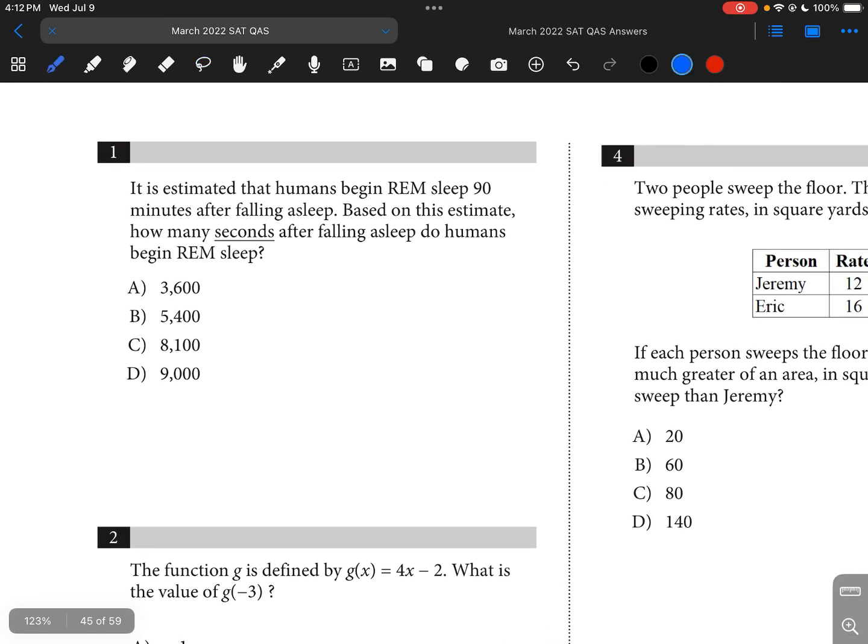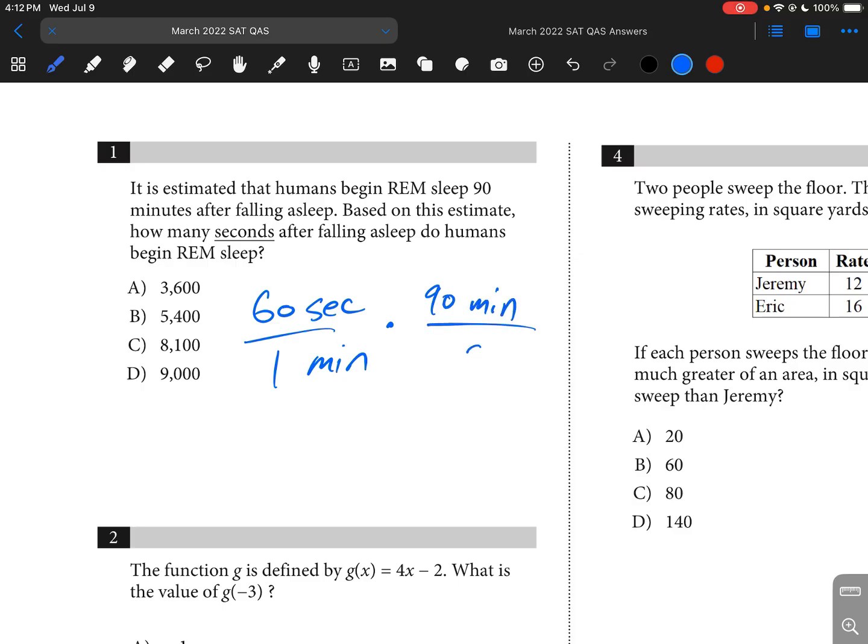Okay, question one. It is estimated that humans begin REM sleep 90 minutes after falling asleep. Based on this, how many seconds? So you just need to know that there are 60 seconds in 1 minute, and you want to convert 90 minutes into seconds. So you just do some multiplication to do the conversion, and you get 5400.